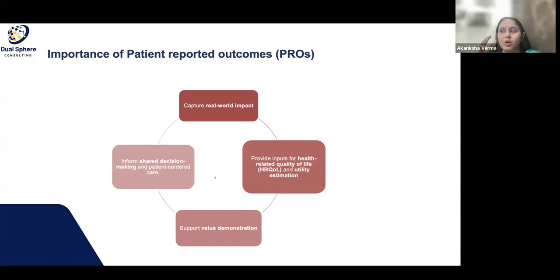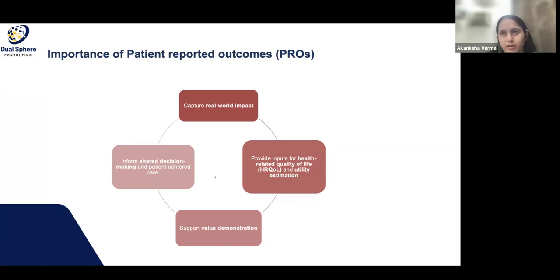So when you talk about patient centered programs, they will only be implemented if you know the patient side of the disease, apart from what is clinically reported: how the patient thinks about it, how the patient perceives the treatment, how much he is able to adhere to the treatment, what the barriers and gaps are. All these things come under patient reported outcomes.